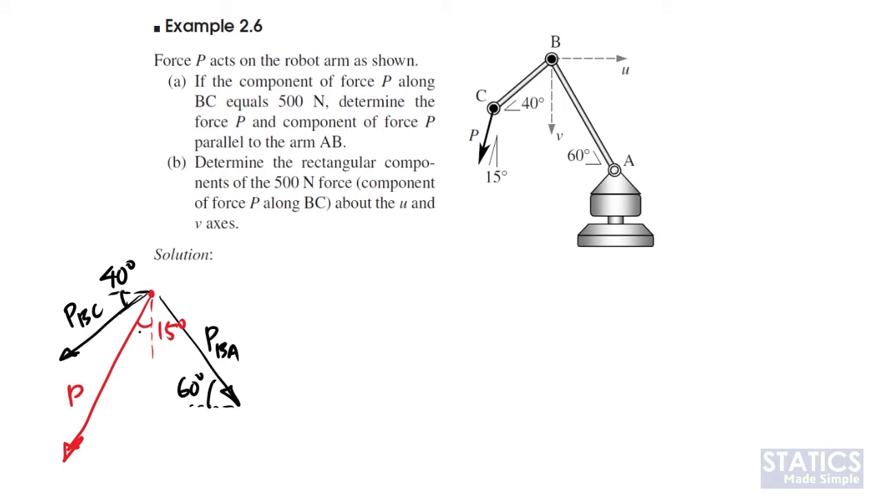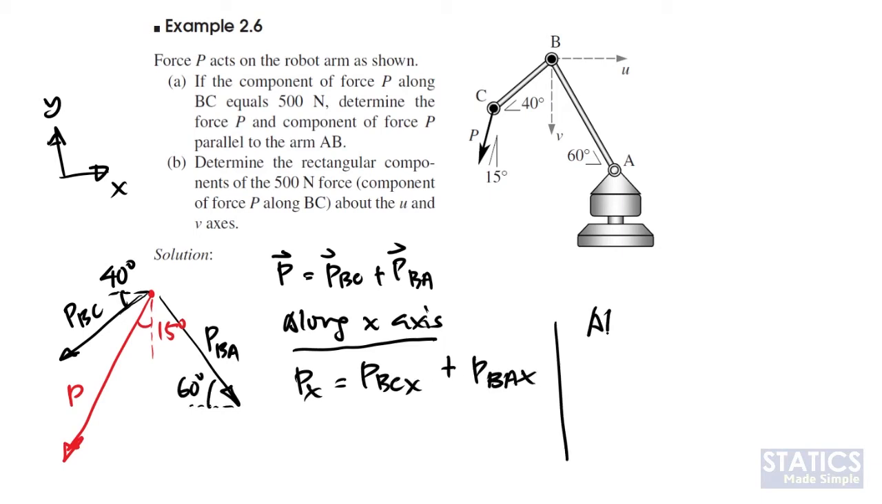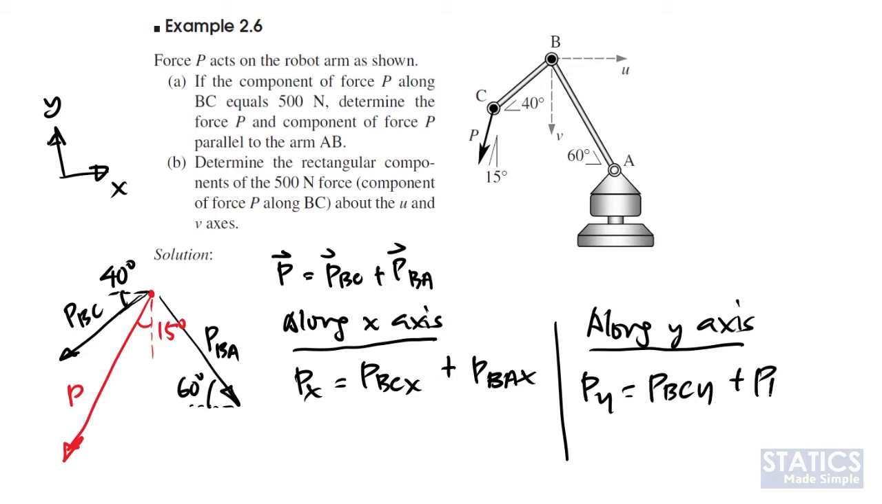Now what we are going to do, we will resolve all of these three forces into their components along x and y axis. Normally we will take x positive to the right, y positive upward. So in vector form, vector P equals PBC plus PBA. If we resolve these forces along x and y, we can solve along x and y separately. Along x-axis, Px equals PBC along x plus PBA along x, while along y-axis, Py equals PBC along y plus PBA along y.